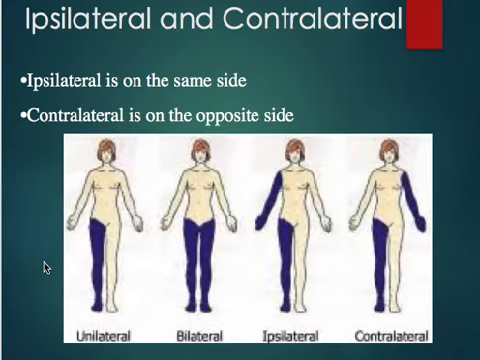So here's a little reference image that kind of gives you an overview of what that means. Unilateral means one side. Okay, so we're only looking at one side. Uni means one. Bilateral means both sides, so both legs here. Ipsilateral means on the same side, so you've got the right hand, right leg, and then contralateral again means opposite side, so you've got left arm, right leg.